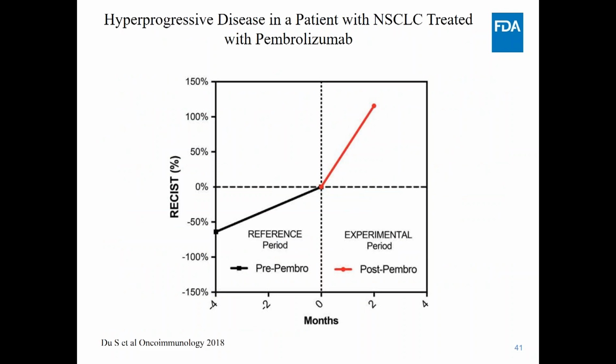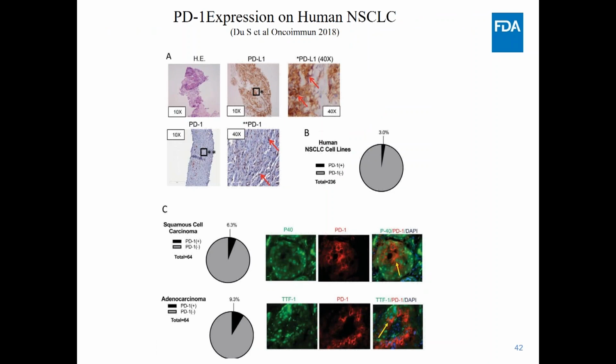And here's the definition of hyperprogression. You can see in comparison to a reference period, the tumor growth rate is 2-fold or more following treatment. And in fact, PD-1 expression, here in non-small cell lung carcinoma, you can see that either in squamous or in adenocarcinoma, the rate is substantial, and you can see PD-1 expression specifically on the tumor using tumor-specific markers as well as PD-1. So it's not a trivial phenomenon and something we need to really be careful of.